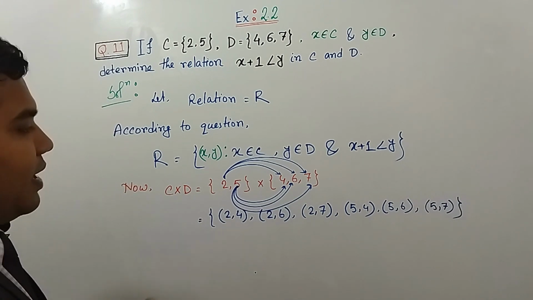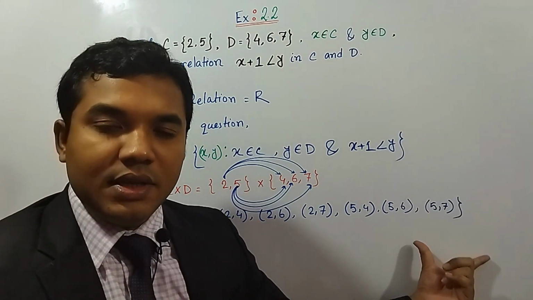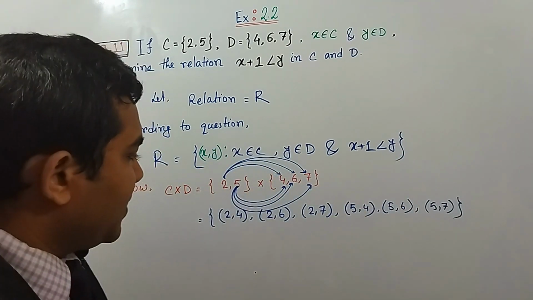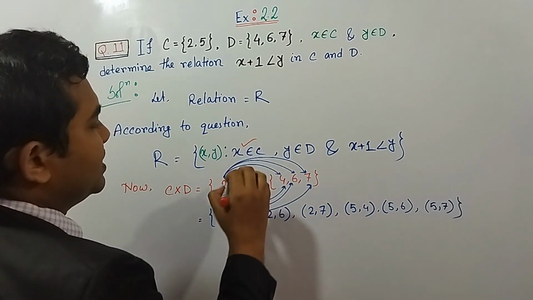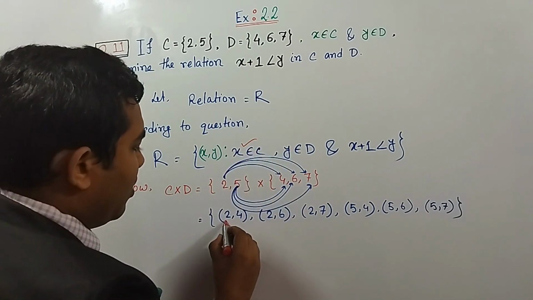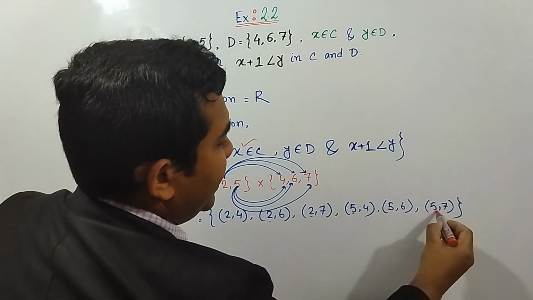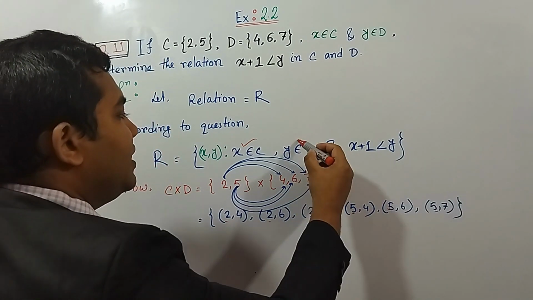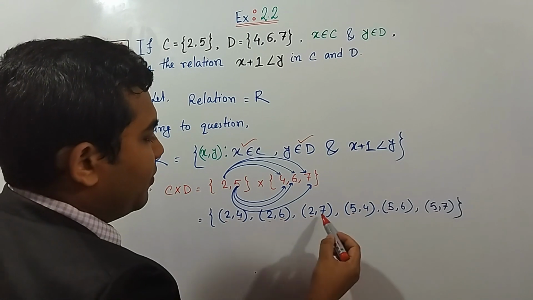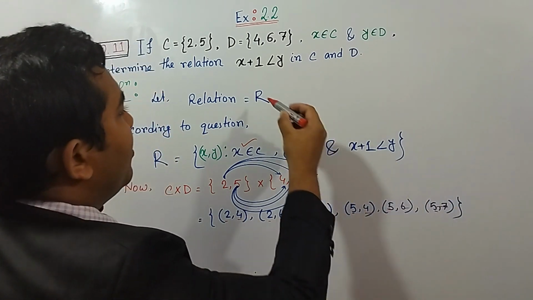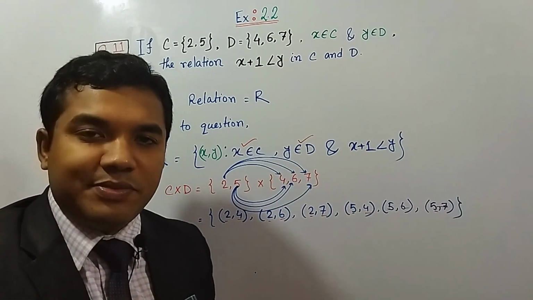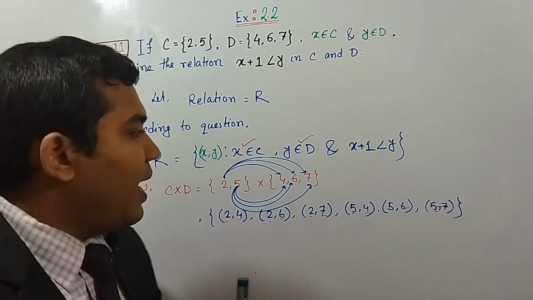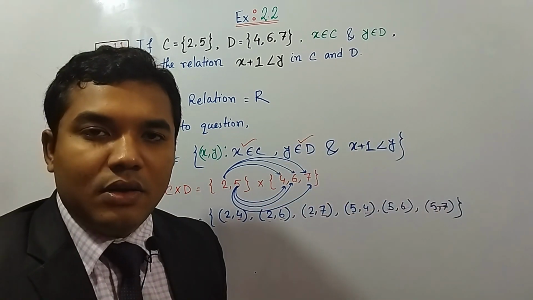Okay, so here we have found some relations. Which of these relations satisfy all of the conditions? We have to think about that first. Our first condition was x belongs to C, so all of the pairs satisfy it. Similarly for D, it is also satisfied because 4, 6 and 7 are all from D. So conditions one and two are satisfied by all of them. But which of them satisfy x + 1 < y?